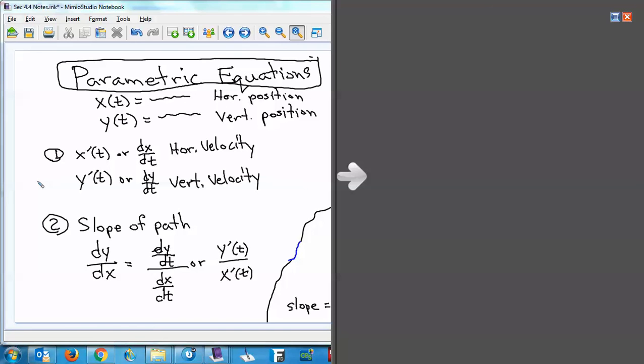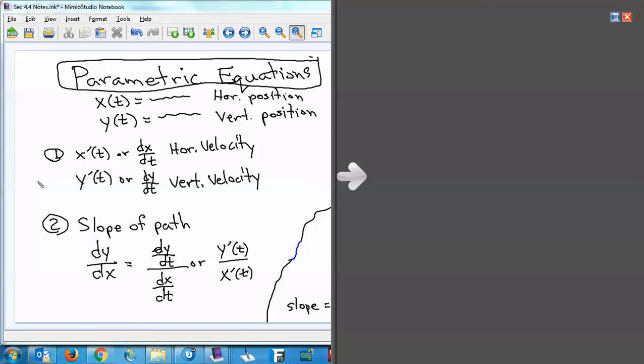Both of them would have to be 0. It can't be moving horizontally or vertically. If both of them are 0, then the particle stops. But if horizontal velocity is 0, it just means he's not going horizontally anymore. He's just going up and down. Or if the vertical velocity is 0, he's just going horizontal, right?